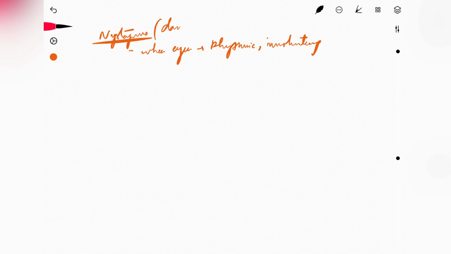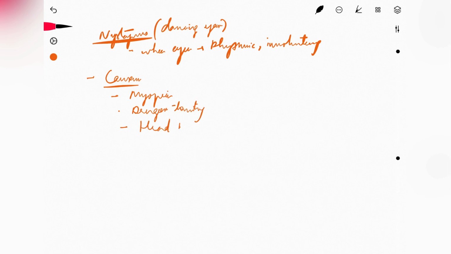This is a condition where the eyes move rapidly in an uncontrollable fashion, showing rhythmic patterns which are not in our control, known as nystagmus. It is commonly known as dancing eyes. The causes of nystagmus are myopia, some medication or drug toxicity, head injuries, and inner ear problems.